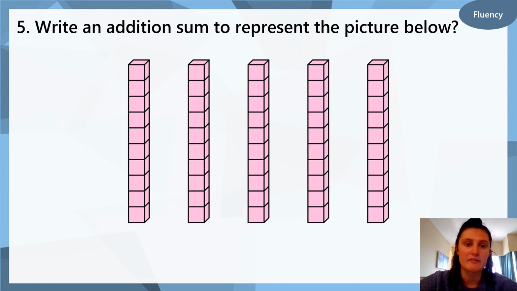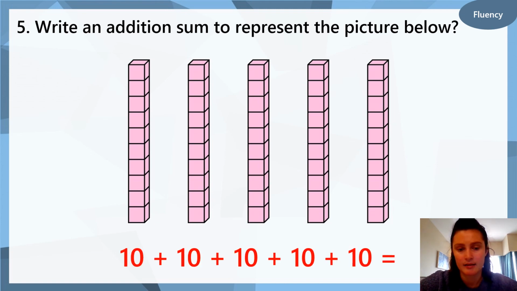Okay, question 5. Write an addition sum to represent the picture below. What do you think the number is going to be? Very good. We have 10 plus 10 plus 10 plus 10 plus 10. Find the answer and write it down now beside number 5.